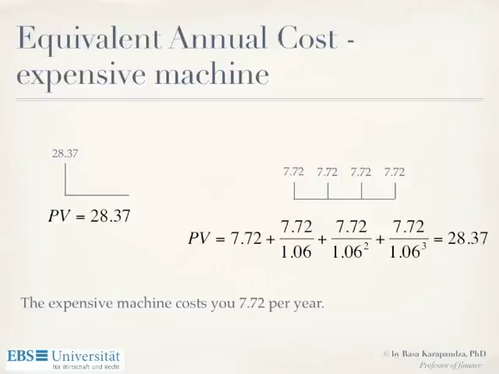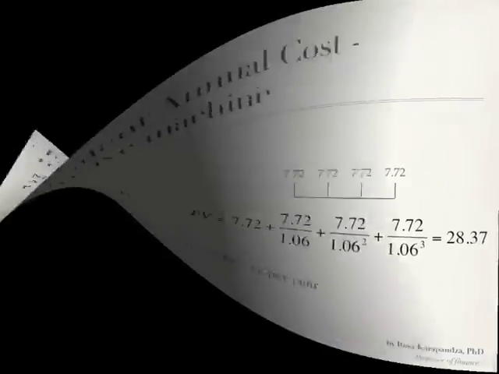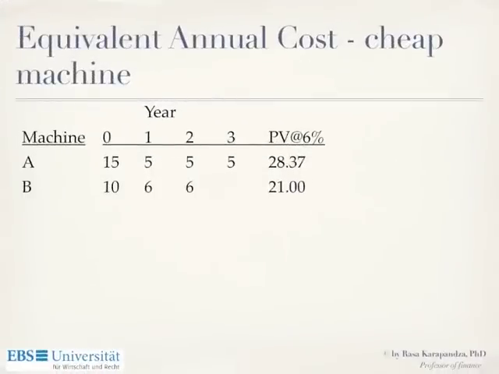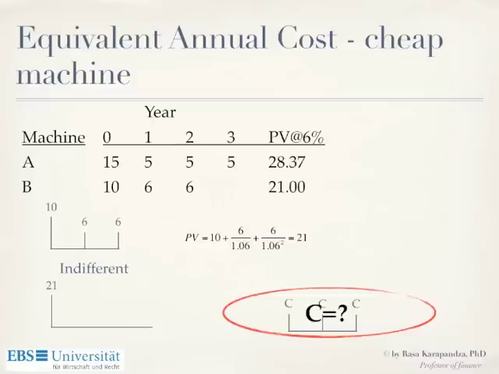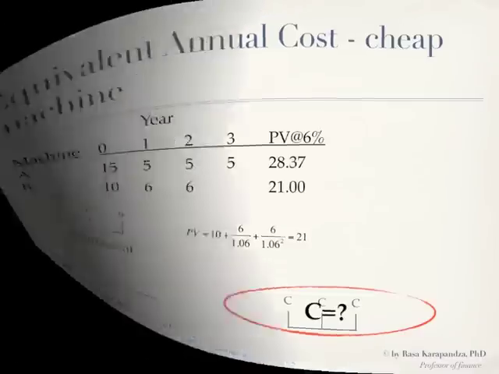Now, how do we do it for the cheap machine? For the cheap machine, we repeat an analogous procedure. We say, this is the cash flow stream of the cheap machine. We can calculate the present value. That means that we are indifferent between this cash flow stream and $21 today. Now let's find a cash flow stream that will not live as long as the expensive machine, but the number of periods of the cheap machine. And now let's see, what C do I need to make the present value of this cash flow stream equal to 21? What is this C? How do we do it?